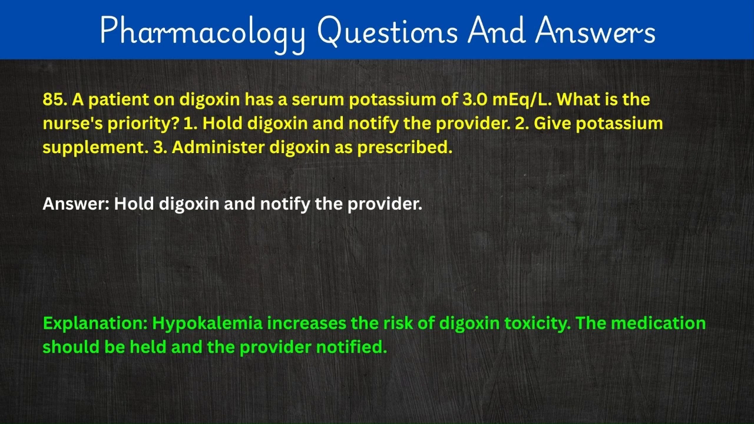85. A patient on digoxin has a serum potassium of 3.0 milliequivalent/L. What is the nurse's priority? 1. Hold digoxin and notify the provider. 2. Give potassium supplement. 3. Administer digoxin as prescribed. Answer: hold digoxin and notify the provider. Explanation: hypokalemia increases the risk of digoxin toxicity. The medication should be held and the provider notified.